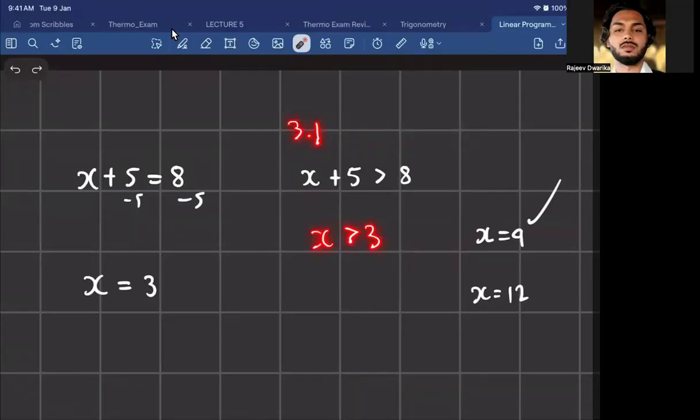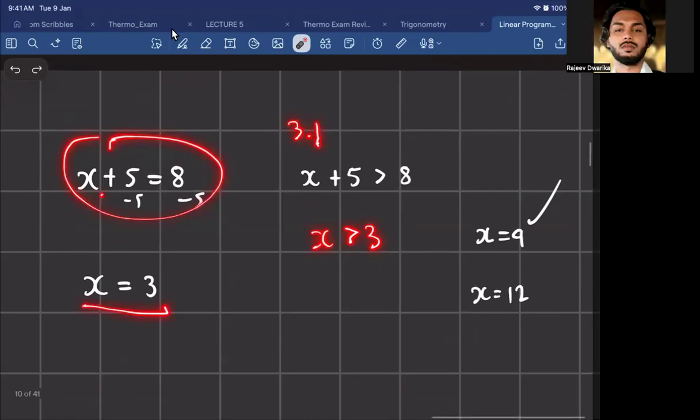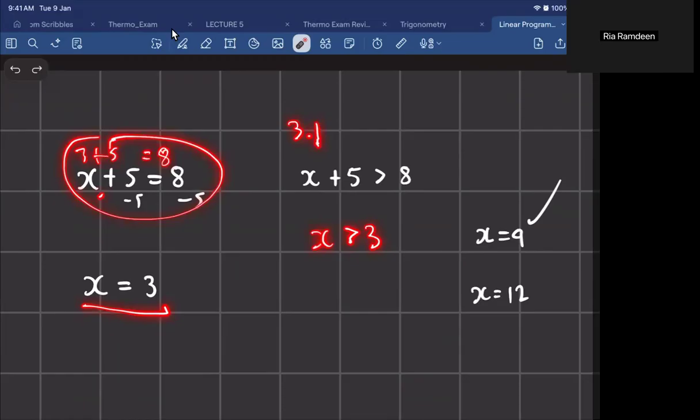Yes, sir. Right. So Ria, do you understand the difference between an equation and an inequality? Yes. So Ria, an equation has how many answers? Like a linear equation. This is a linear equation. A linear equation has how many answers? 2. 2? No. It's a linear equation. 1. 3 is the only one. 3 is the only answer that will give me 8. Watch. 3 plus 5 is 8. That's the only answer there. Right, Ria?